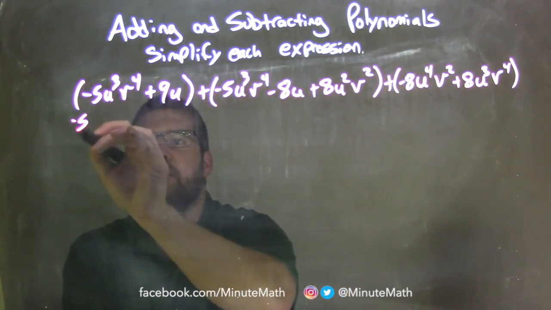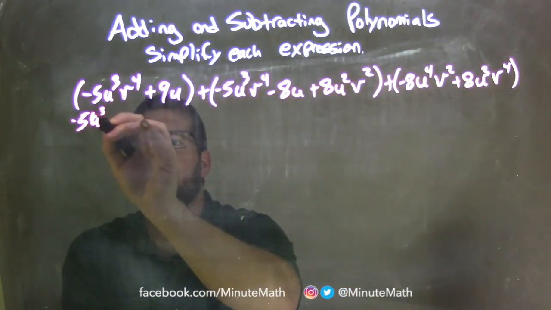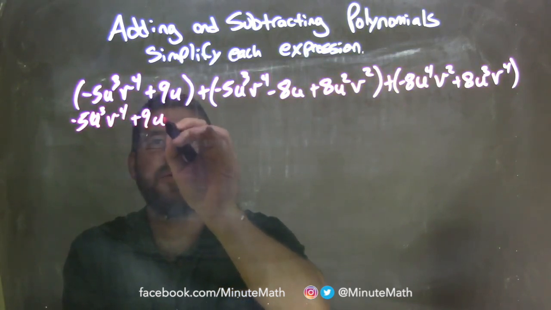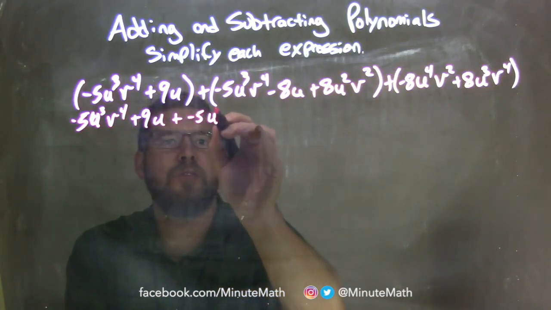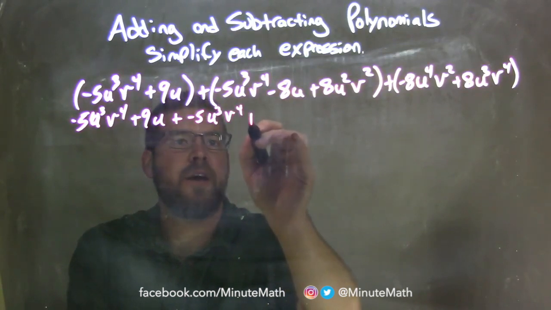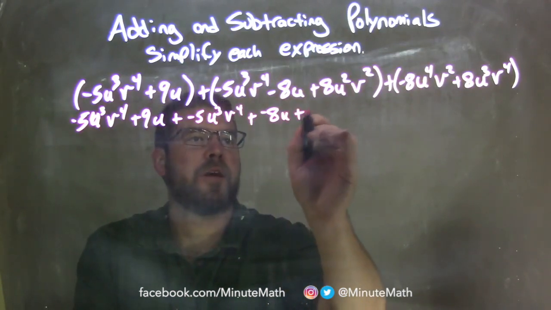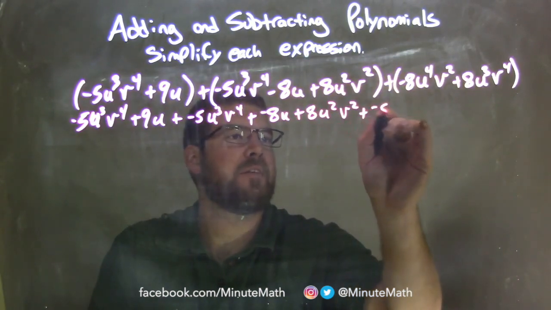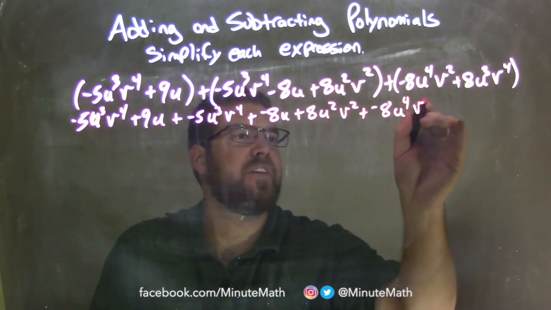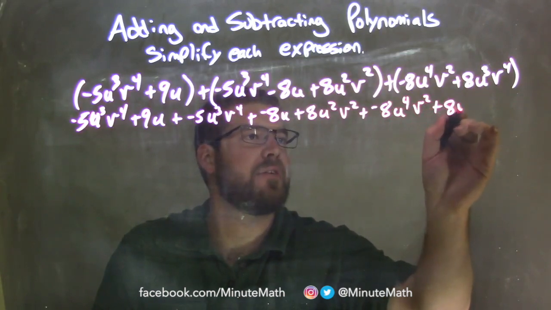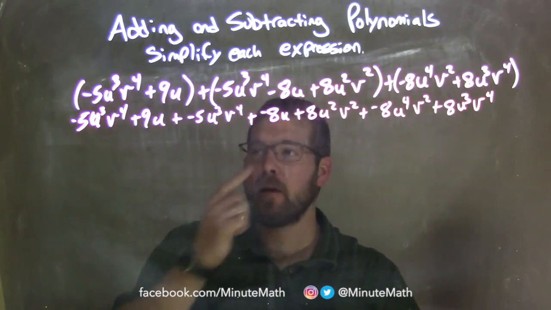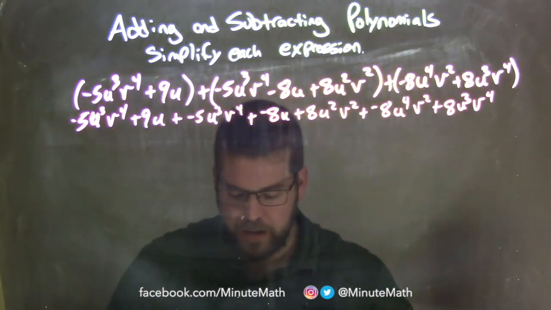So we have negative 5u to the third, v to the fourth plus 9u, plus negative 5u to the third, v to the fourth, plus a negative 8u, plus 8u squared, v to the second power, plus a negative 8u to the fourth, v to the second power, plus 8u to the third, v to the fourth. Okay. So now I'm going to put my highest degrees first and my like terms together.